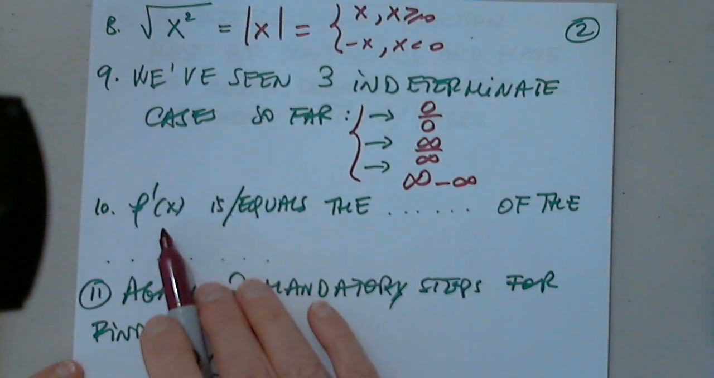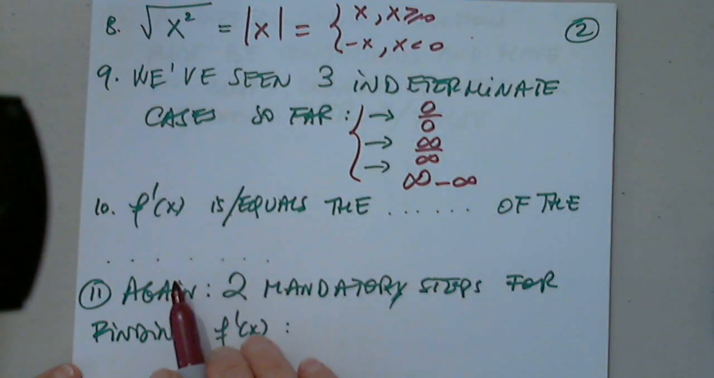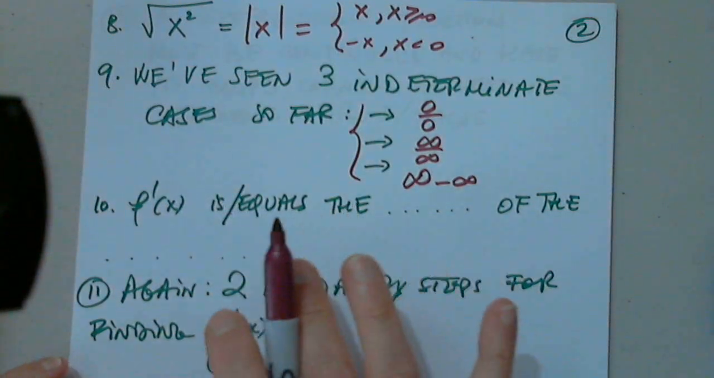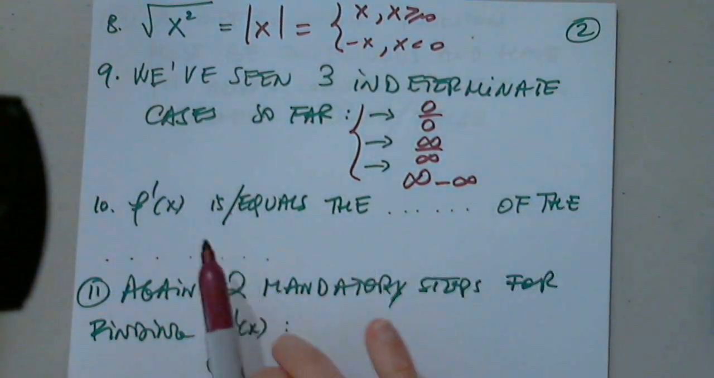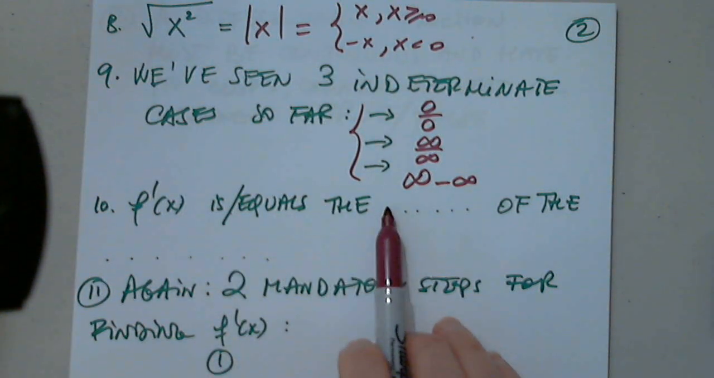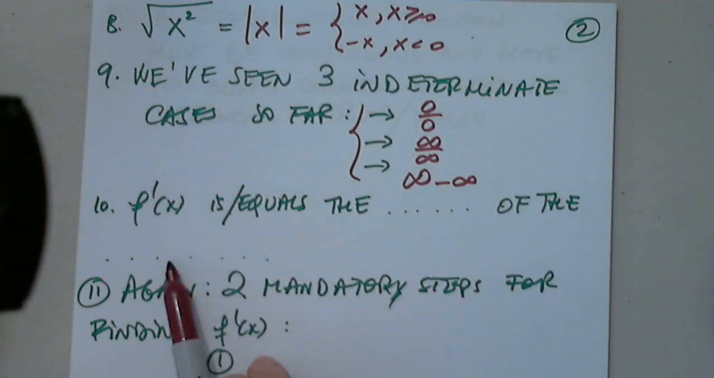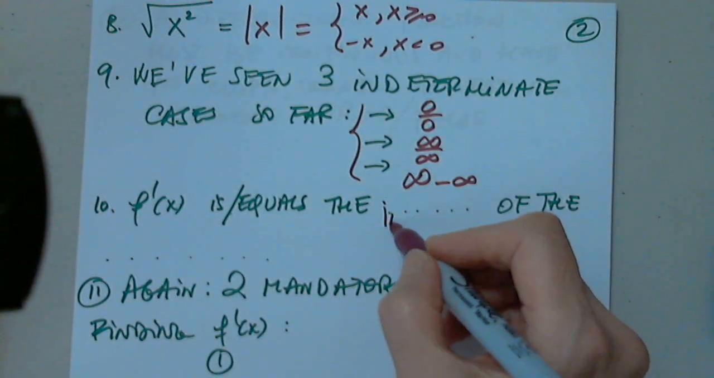Awesome. F prime is or equals the... so let me help here because it's too ambiguous. F prime is the instantaneous rate of change of the function. Instantaneous.